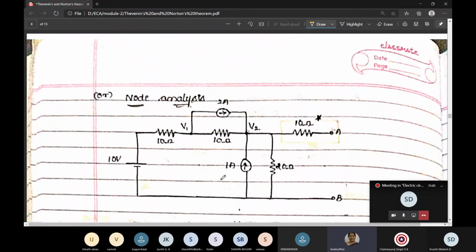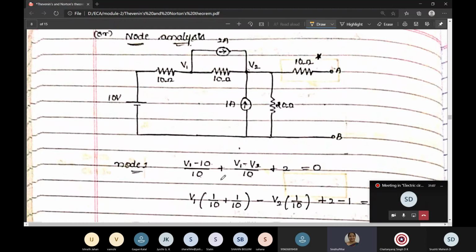The same example you can follow by using node analysis also. We had done mesh analysis. Now we can go with node analysis also. The network is given here. We can take two nodes V1 and V2. Just put the node analysis, whatever the procedure, that is writing KCL. We write current in terms of voltage and resistance. Okay, V1 minus 10 divided by 10.